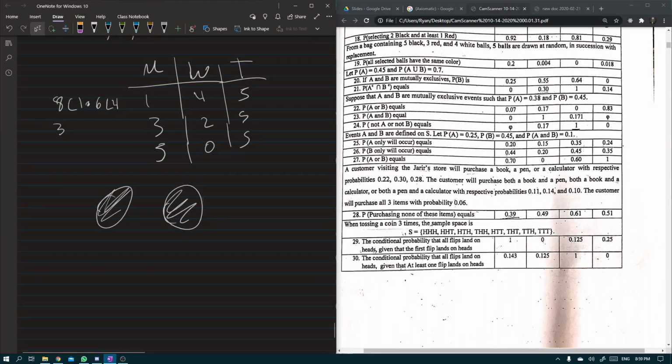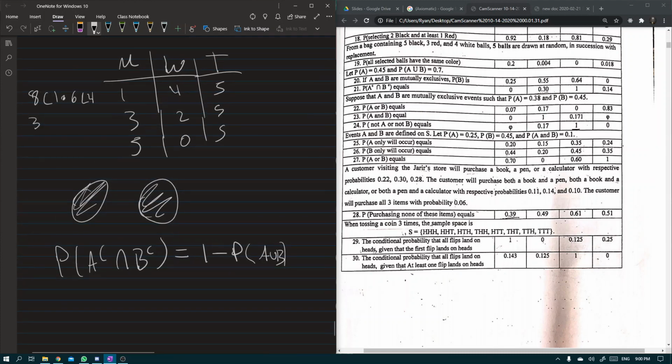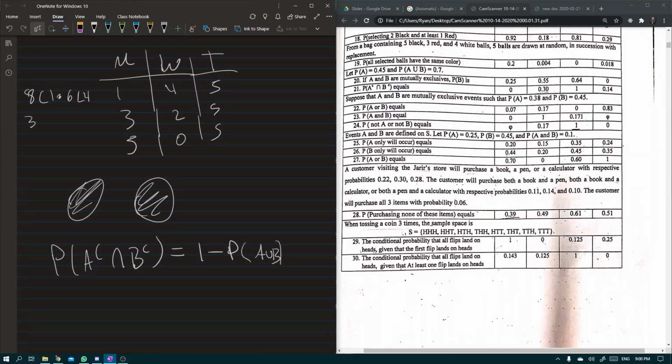And number 21, probability of A complement intersection B complement. It's going to be 1 minus the probability of A union B, because A union B is 0.7. This one is easy. But number 20, how did you solve it?